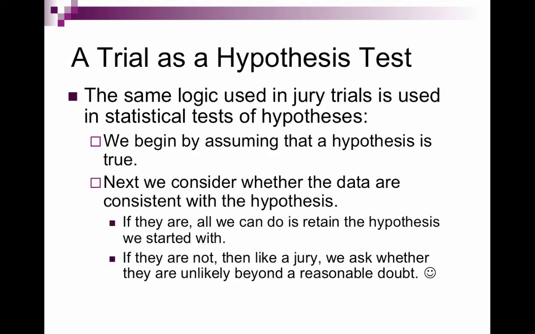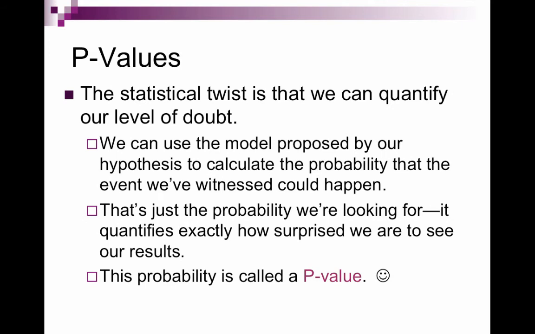The same logic used in jury trials is used in statistical tests of hypothesis. We begin by assuming a hypothesis is true. Next, we consider whether the data are consistent with the hypothesis. If they are, all we can do is retain the hypothesis we started with. If they are not, then like a jury, we ask whether they are unlikely beyond a reasonable doubt. Which brings us to p-values. The statistical twist in this particular case is that we can actually quantify our level of doubt. We can give it a value.